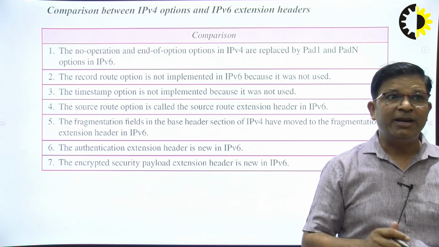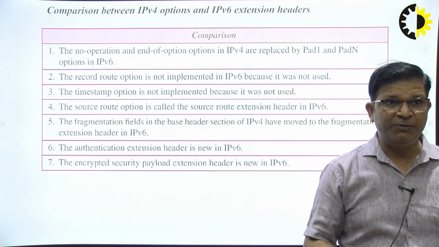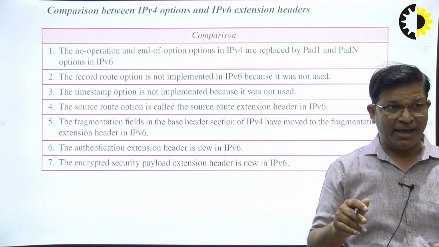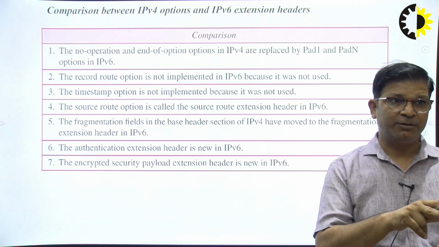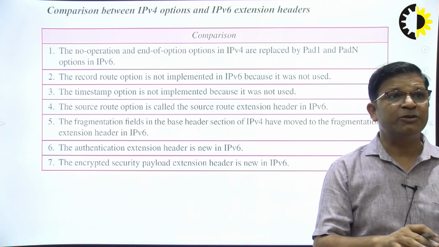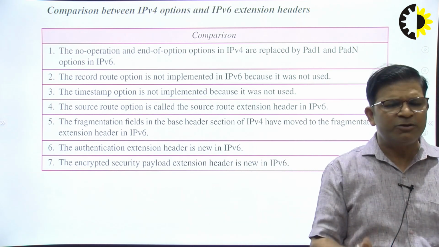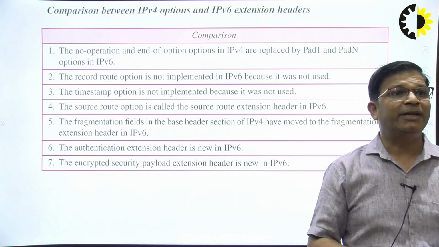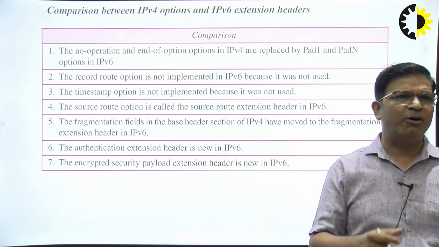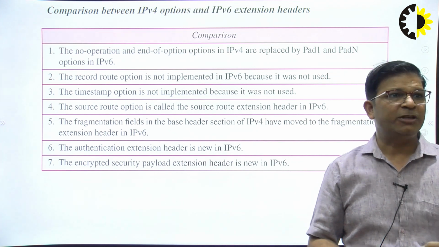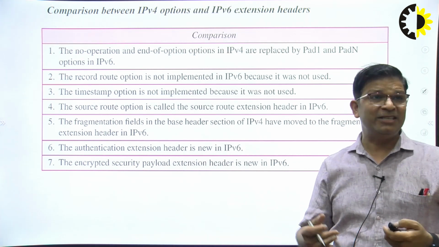The no operation and end of operation options in IPv4 are replaced by the pad1 and pad-n options in IPv6. The record route option is not implemented in IPv6 because it is not used in IPv4. The time stamping option is not implemented because it was not used. The source route option is called the source route extension header.